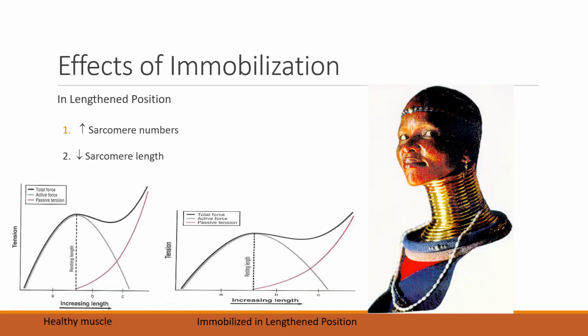If muscles are immobilized in the lengthened position, the effect is similar, but in the opposite direction. The muscle will add sarcomeres until a resting sarcomere length of 2.2 microns is achieved in that lengthened position. Once the lengthened position is more normalized, then the sarcomeres are much shorter, in a position of relative active insufficiency. And what you have done is move the whole length tension curve of the muscle to the right.